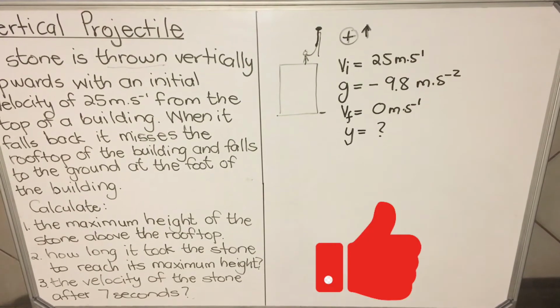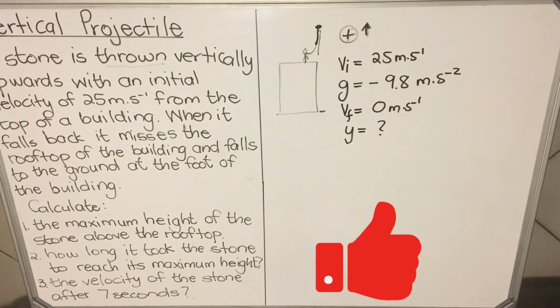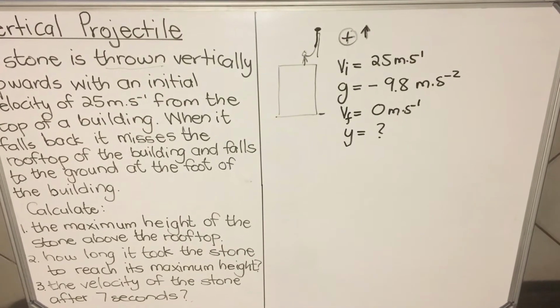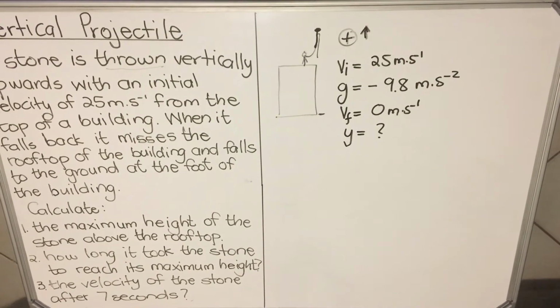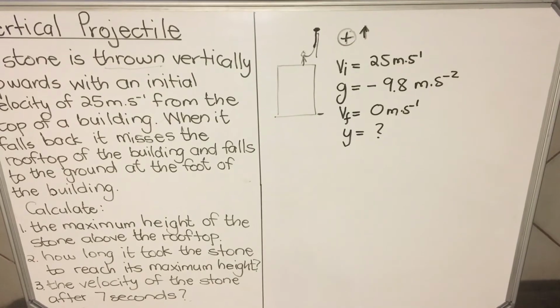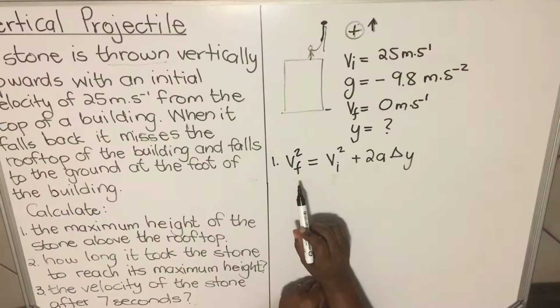Then, very important, copy the formula exactly as it's written in the formula sheet. Do not fiddle with the formula. You copy it, you substitute, then you do your maths. When your maths is wrong, you lose 1 mark. But when you fiddle with the formula and make a mistake, you lose all marks. Our correct formula is this one.